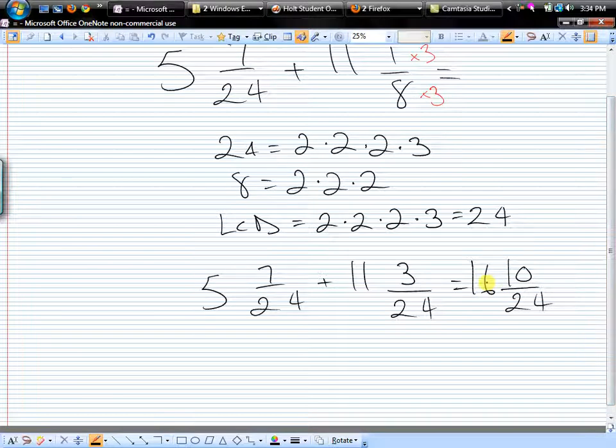So our first answer is 16 and 10/24, but this is not in simplest form, so let's go ahead and simplify it. I can see that both of these are even, so I'll divide the numerator and denominator by 2. I end up with 16 and 5/12. 16 and 5/12 is our final answer.